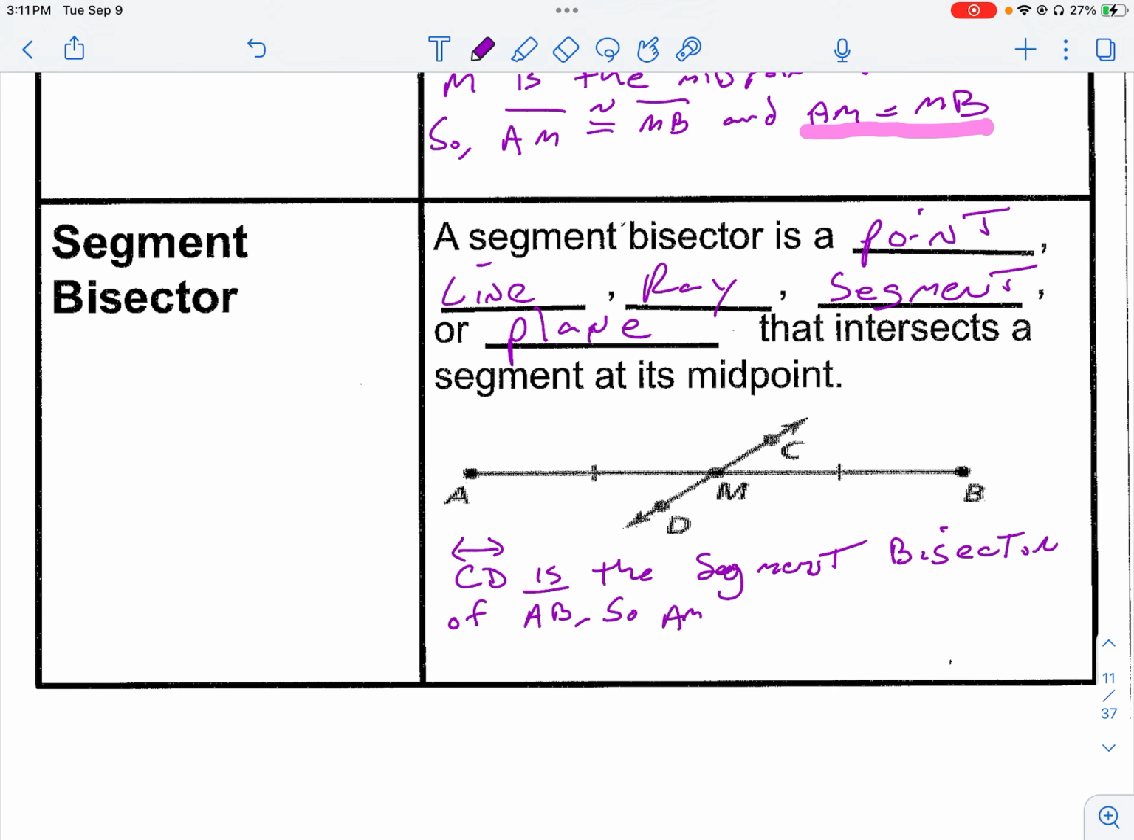So segment AM is congruent. Actually, let's write that a little lower so we can read it. Segment AM is congruent to segment MB, and AM equals MB. So the midpoint is the point in the middle of a segment. The segment bisector is the thing cutting that segment in half. And remember, a line cannot be cut in half because it goes forever in both directions, and half of infinity is still infinity.